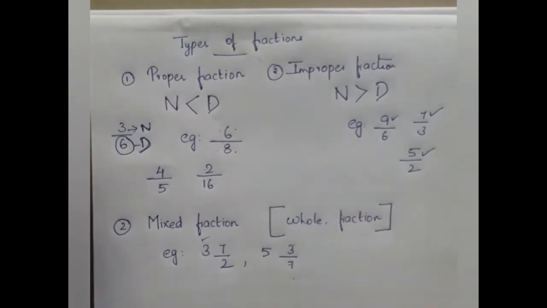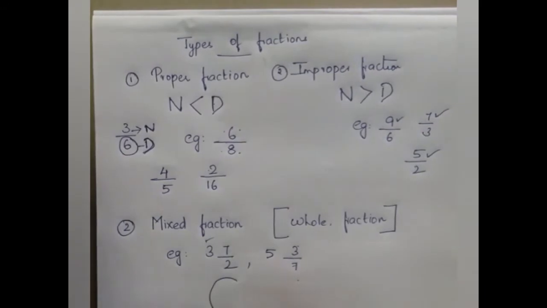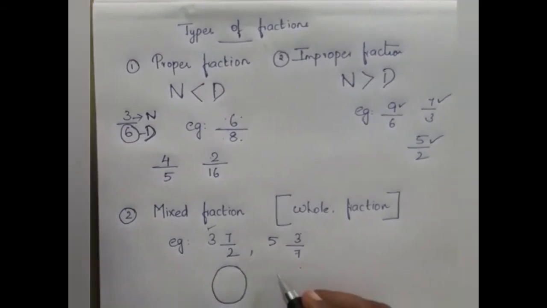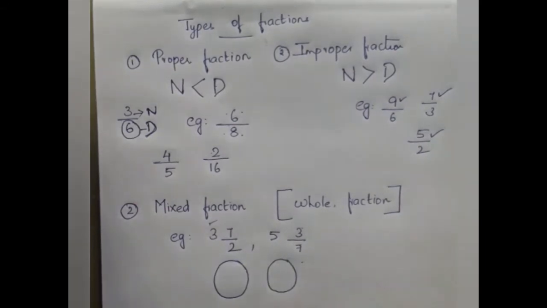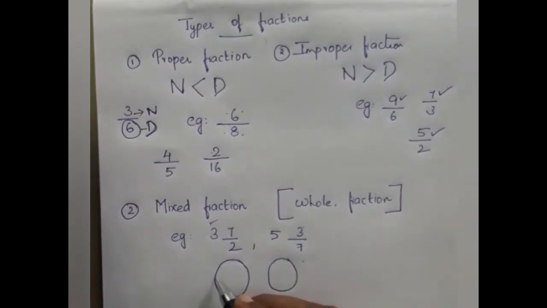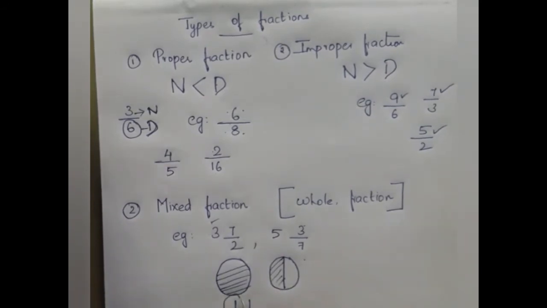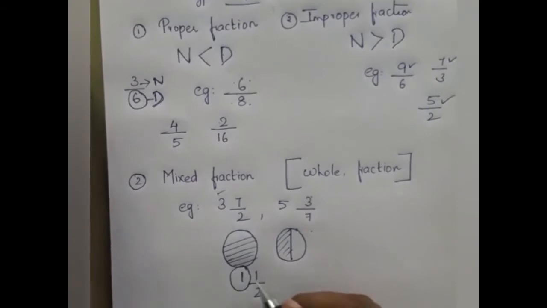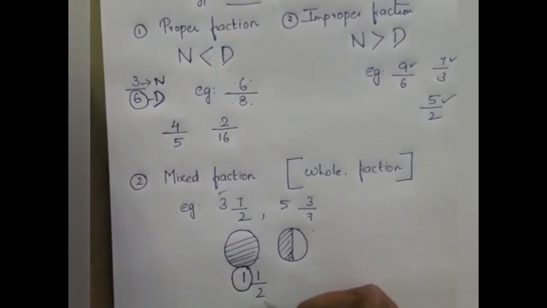5 3/7. For example, if I am asking you, so there are 2 cakes with you. Okay, there are 2 cakes with you and I am asking you how many cakes do you want? Then you are saying I want this whole cake and half of the second one. That means one cake fully and half of the other cake, that is 1 1/2. You want this whole cake that is 1 and the next cake in half, 1/2.